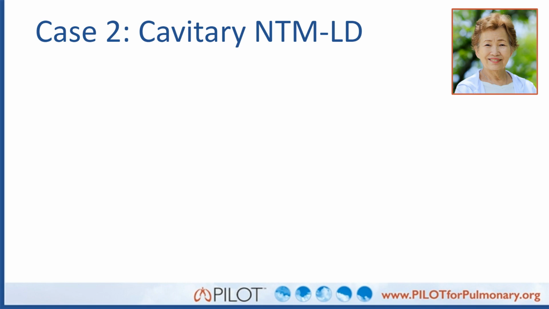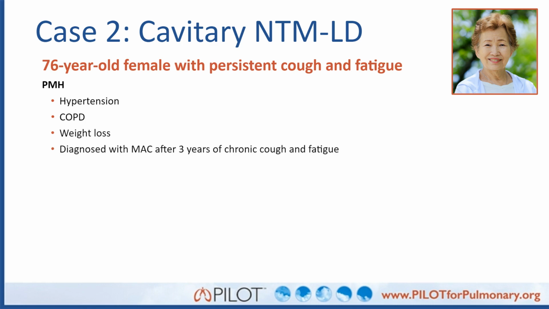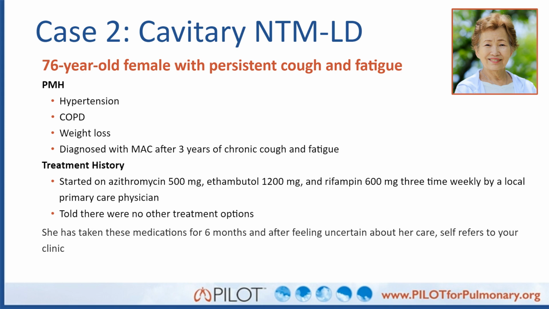Let's begin case 2. This is a 76-year-old female with persistent cough and fatigue that has a history of hypertension, some mild COPD, has been experiencing weight loss, and was diagnosed with MAC after 3 years of this chronic cough and fatigue that simply would not go away. This patient was started on azithromycin 500 milligrams, ethambutol 1,200 milligrams, and rifampin 600 milligrams 3 times weekly by a local primary care physician, and was told essentially there are no other treatment options. And she's taken these medications for about the past 6 months, but felt a little bit uncertain about her care and self-referred to your clinic as an expert.